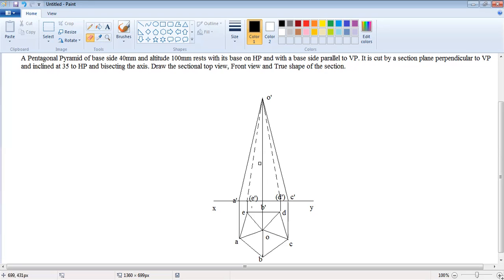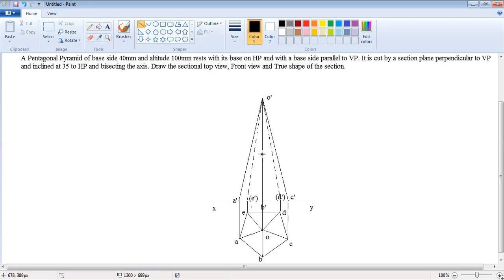The next part is we have to draw a cutting plane, a section plane, which is inclined 35 degrees to HP and perpendicular to VP, and bisecting the axis. Bisecting means half of the distance of the axis. The axis is 100 mm, so it is 50 mm. At this 50 mm, the cutting plane passes through all the generators with 35 degree inclination.